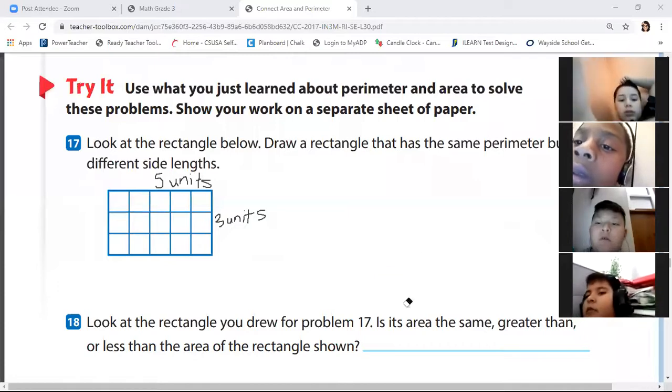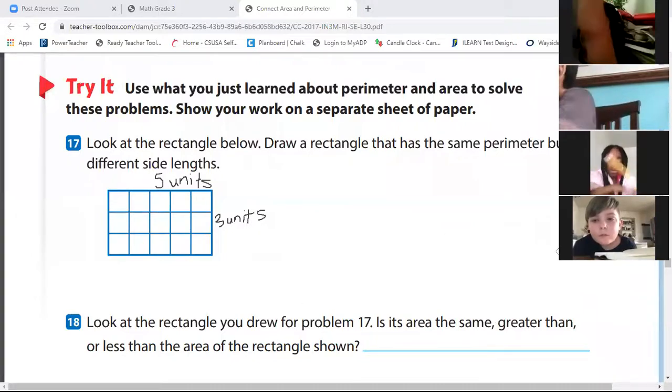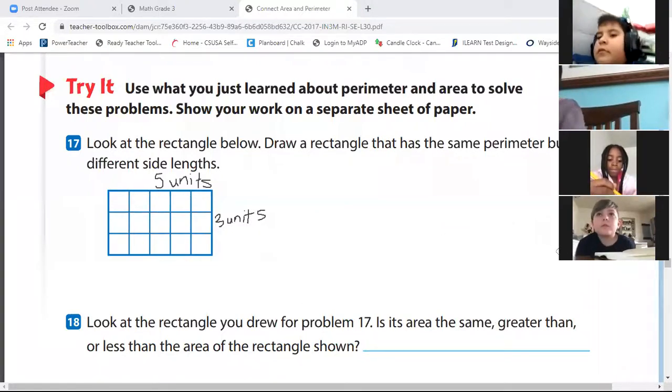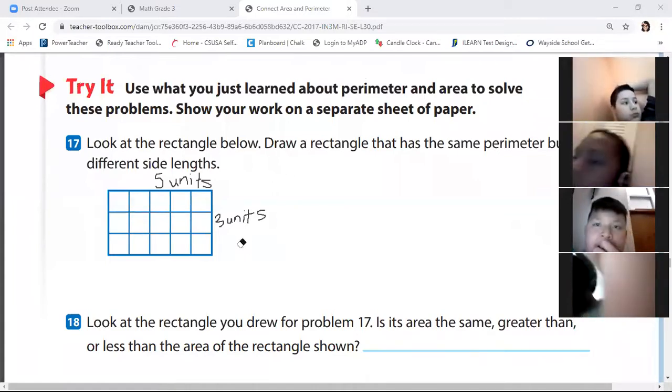Is there someone drawing? Yeah, there were 2 people. Let's try to stop drawing on the screen, please. What is the perimeter? Patience. Can you tell us what the perimeter is?